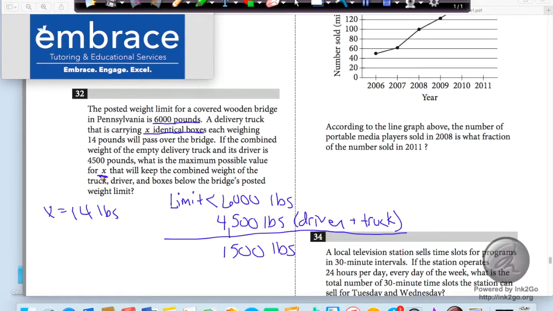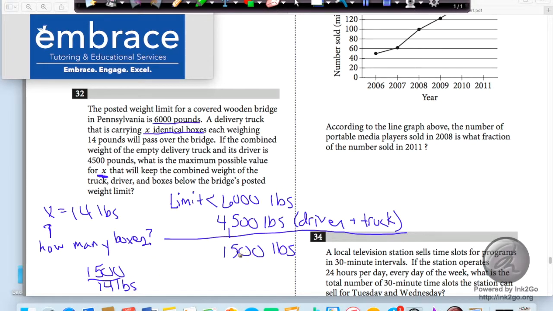Yes, right? Remember, X is representing how many boxes, and each box is 14 pounds. So they're asking how many boxes, right? X is the total number of boxes, each being 14 pounds, that you can fit within this truck that currently has a driver and a truck of 4,500 pounds, knowing that you only have 1,500 pounds remaining. So I'm going to take this value of 1,500 pounds and divide it by 14, because that's going to give me the total number of boxes that I can end up solving for, right?